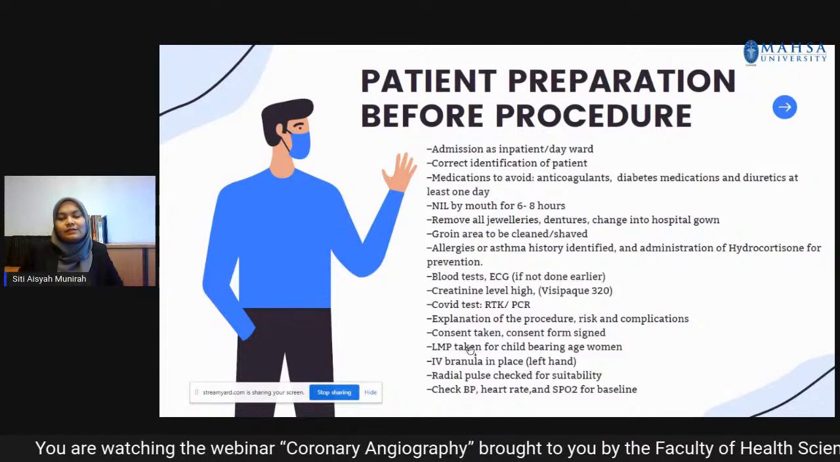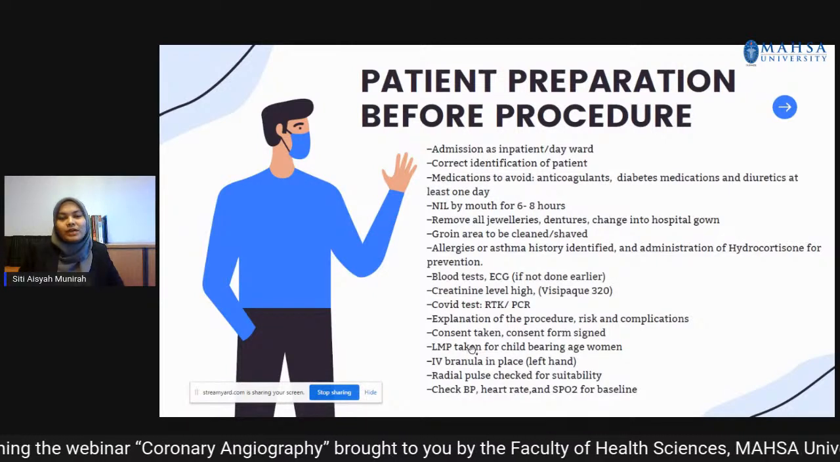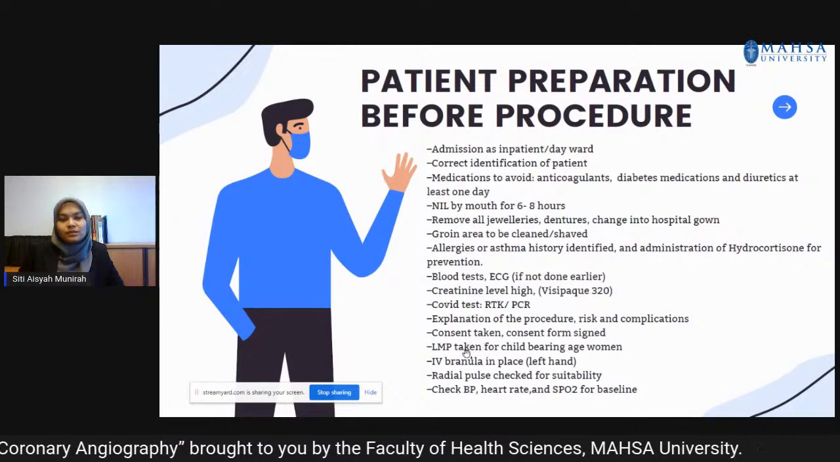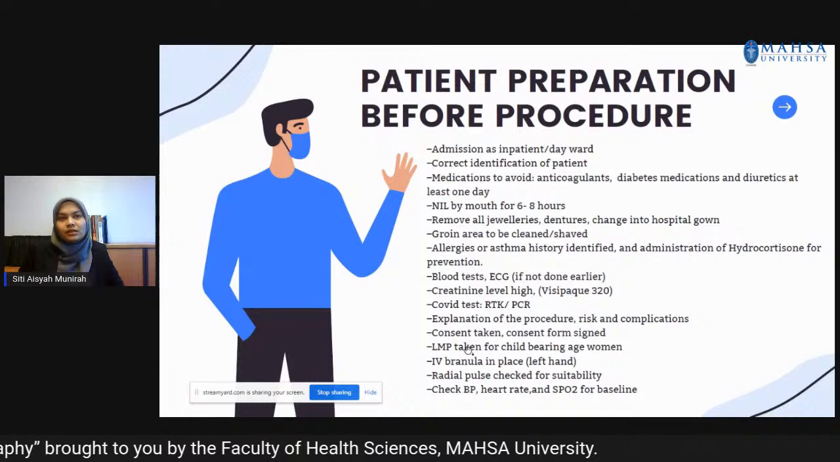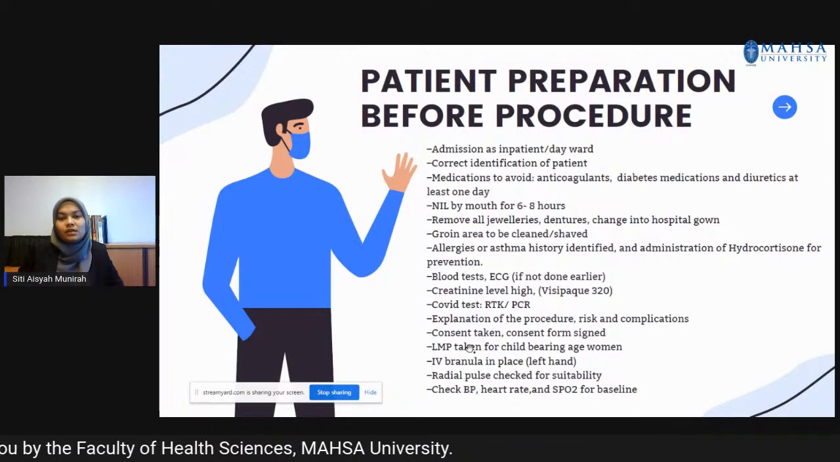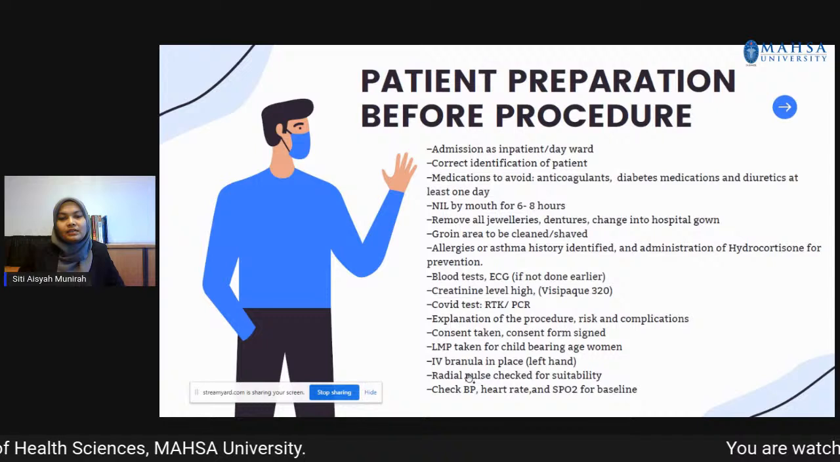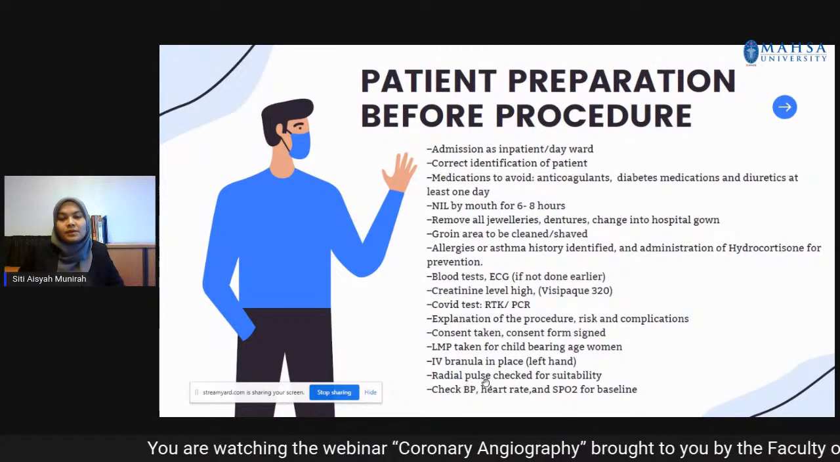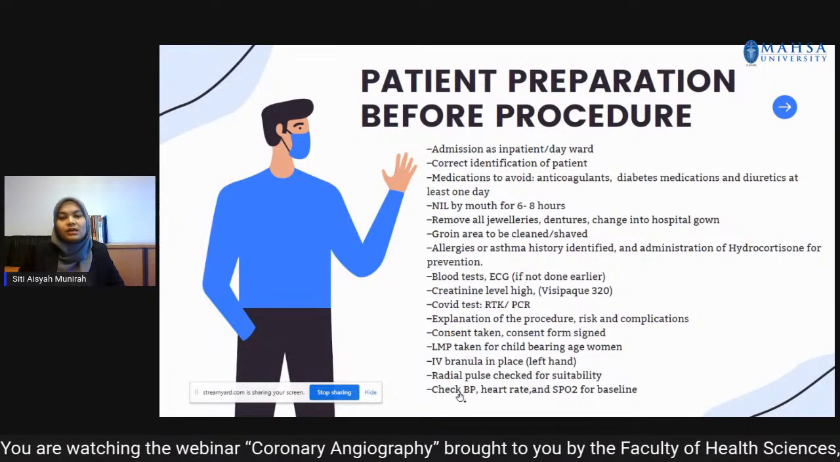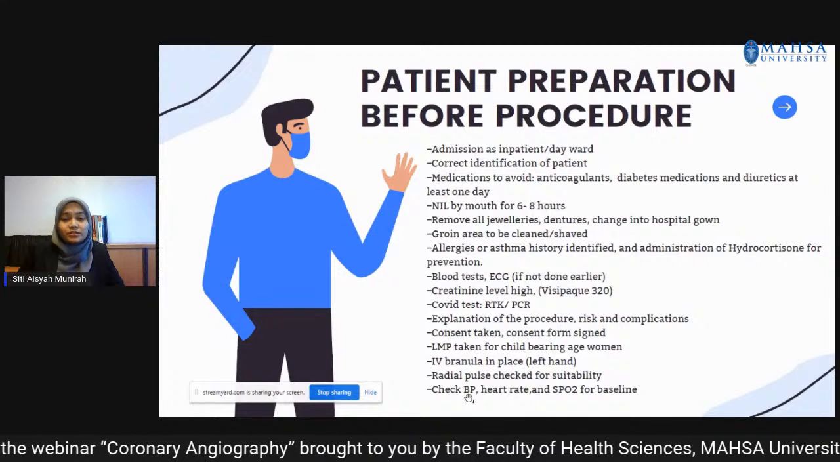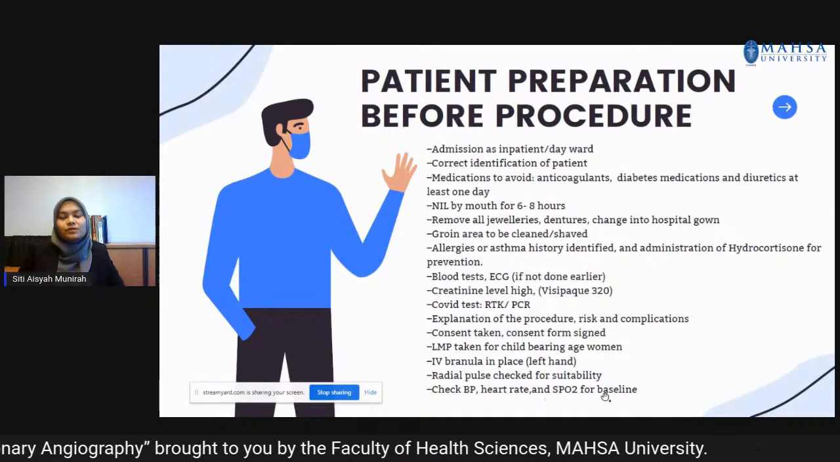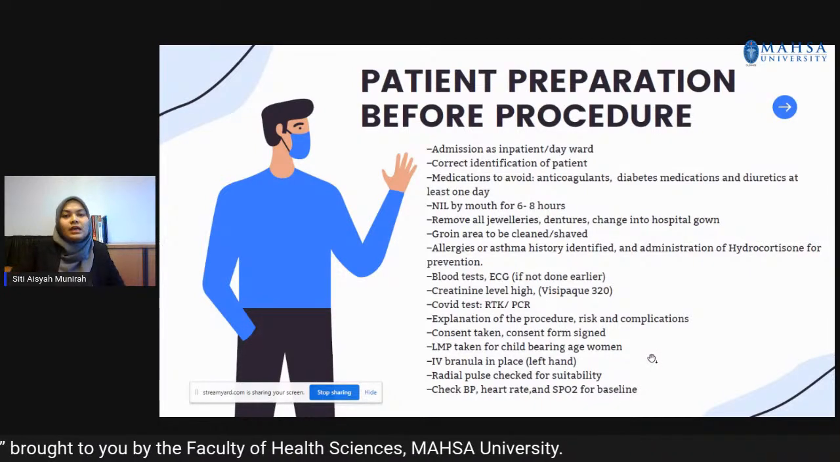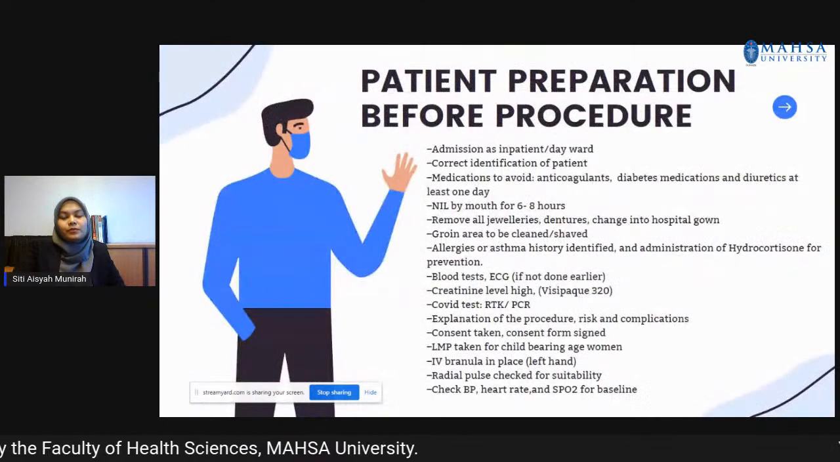Most importantly, the fetus within the womb should not be exposed to the radiation dose, because the radiation can cause harm to the patient. Then an IV cannula is placed in the left hand, depending on which side or which hand will be used. Radial access is checked for suitability, and the patient is checked for blood pressure, heart rate, and SpO2 for the baseline. This is before the procedure.